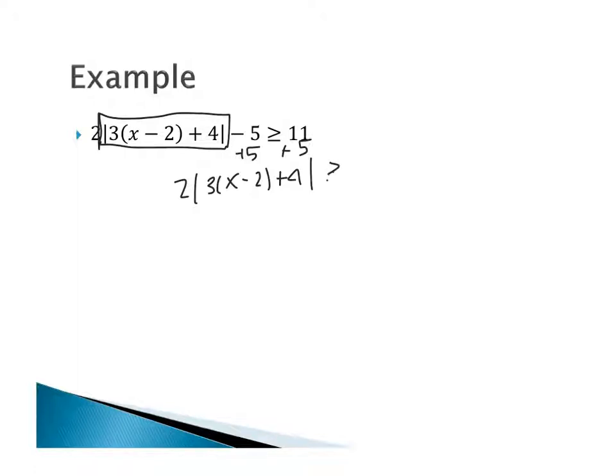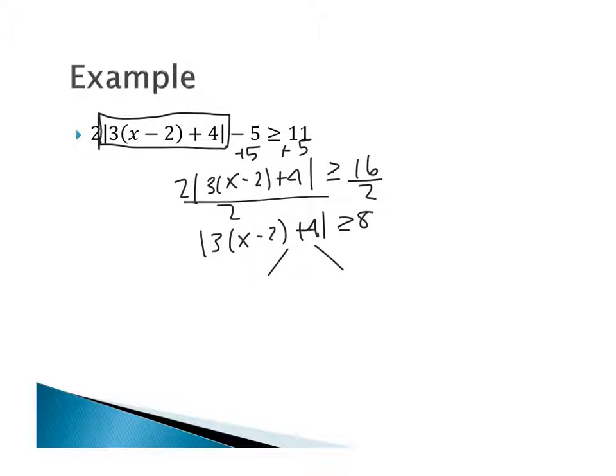And we're going to say is greater than or equal to, now we finally have an equal to sign. So that will come into play when we do our graphing. Then we're going to divide by 2, and we get the absolute value of 3 times x minus 2 plus 4 is greater than or equal to 8. All right, so we have our absolute value by itself, so we are going to split it into 2 equations.